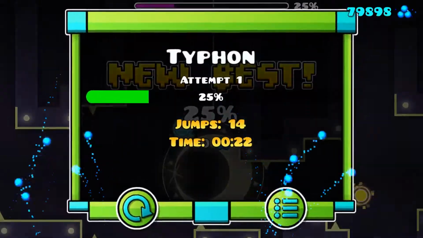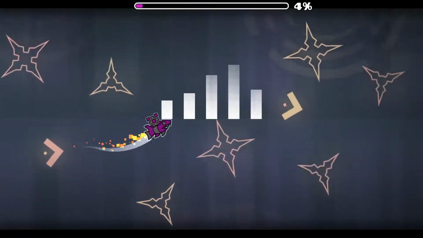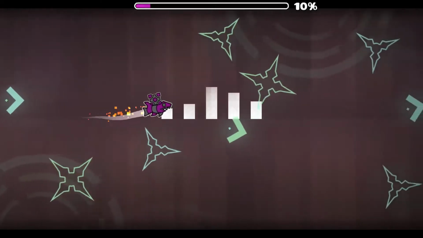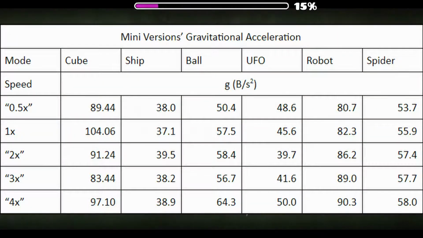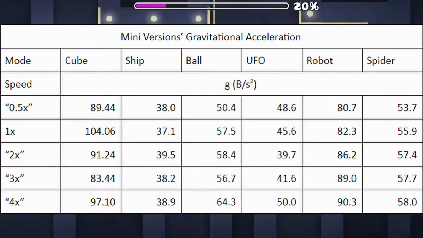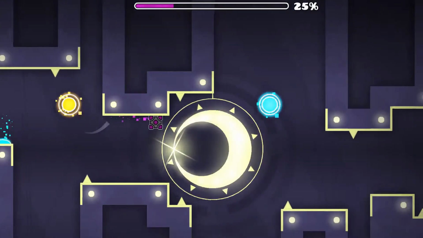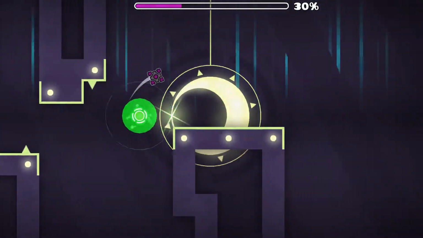I would like to point out something that I missed from the previous episode. I do now believe that the mini-modes might actually have a different gravitational acceleration from their normal counterparts. So here's a table with the values. I'm actually quite unsure if I can say that the gravitational accelerations are the same or if they're slightly different. I'm unable to tell. Alright, with that, let's get things started.